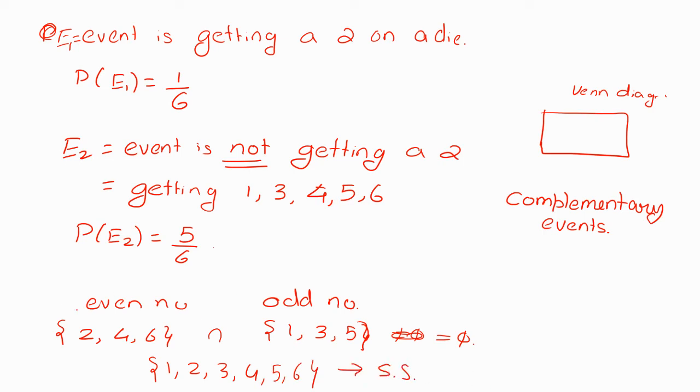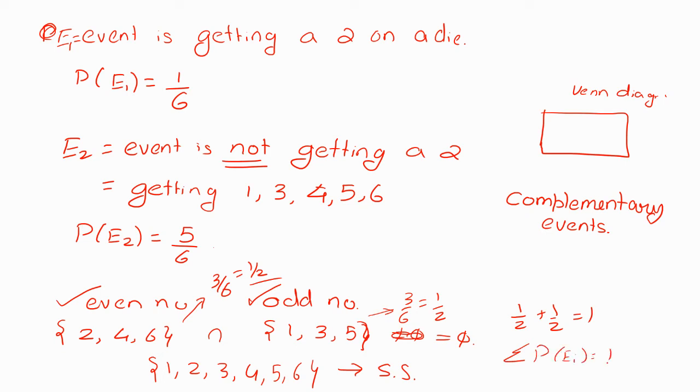Okay, that means the event of getting an even number and the event of getting an odd number are complementary events. And if you check the probabilities, the probability of an even number will be 3 by 6, that is half, and the probability of getting an odd number on a die is also 3 by 6, that is half. If you add both these probabilities, half plus half, that will give you 1. That is, the summation of the probabilities of these events comes to 1.